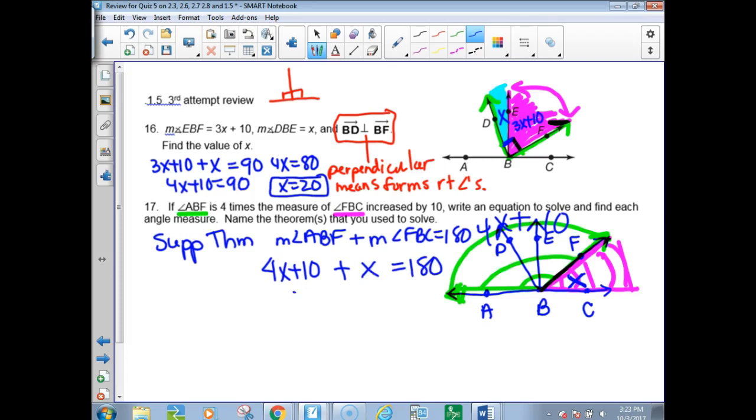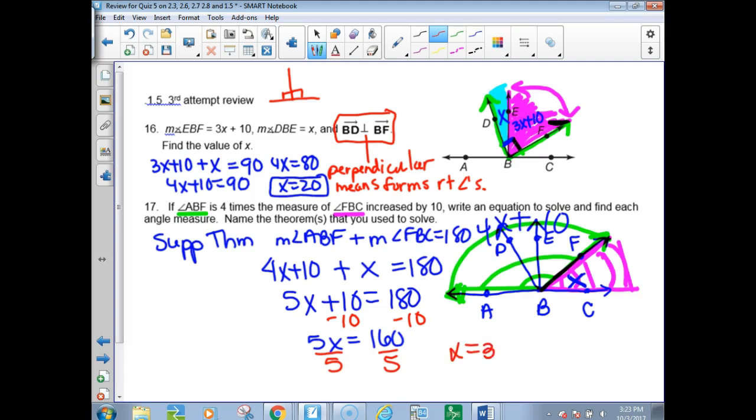So then we add our X's, we get 5X plus 10 is 180. We subtract 10 from both sides by the subtraction property of equality. We then have 5 times X is 160. What is X, please? Did I do it right? Oh, 34? Thank you. Okay, now that's one of the angles. Which one? That's your FBC. So the measure of angle FBC turned out to be 34 degrees. Oops, I forgot the C.